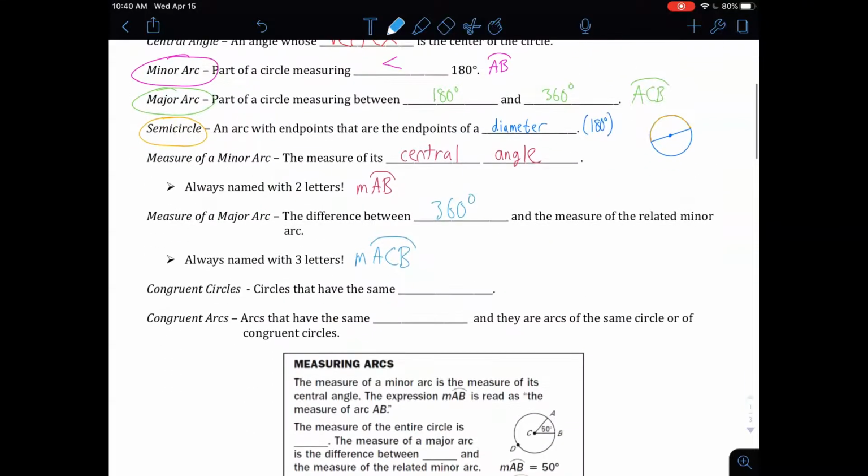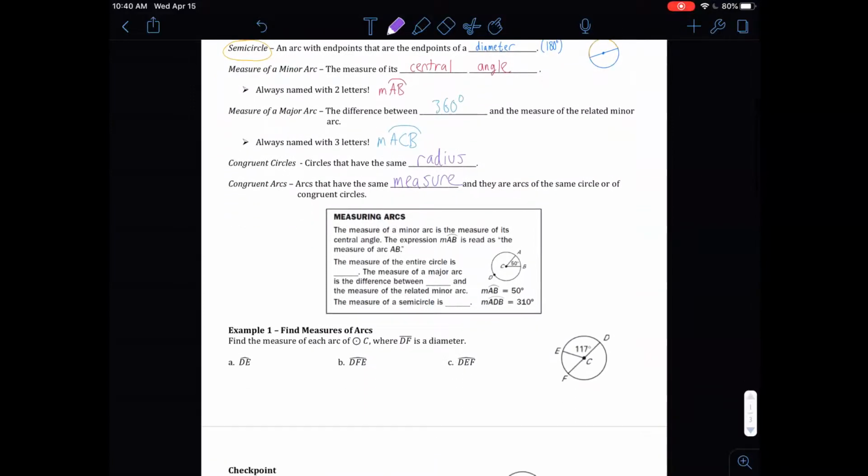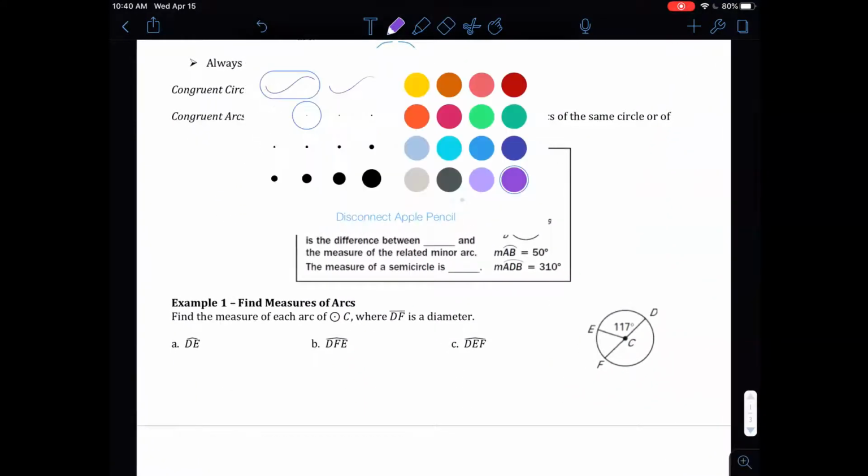All right, and then congruent circles are circles that have the same radius. The same what? Same radius. And congruent arcs are arcs that have the same measure. The same what? And they're the arcs of the same circle or of congruent circles. Okay, so hopefully this is making sense. Got a lot of different colors happening here, and it'll make more sense once we get into some actual problems, okay?